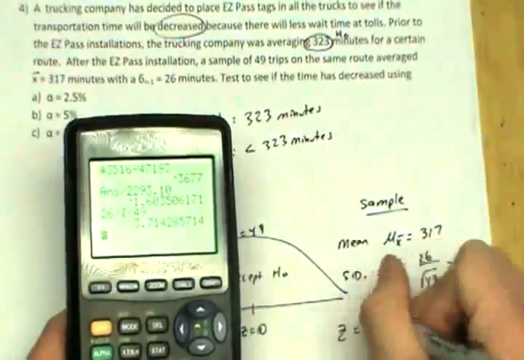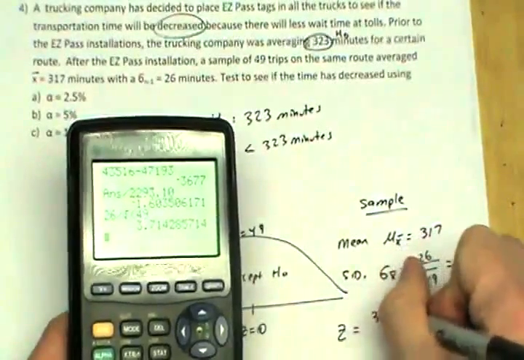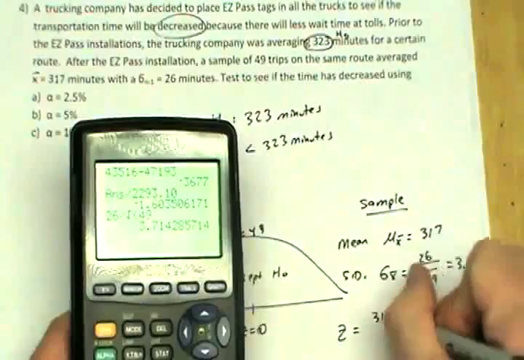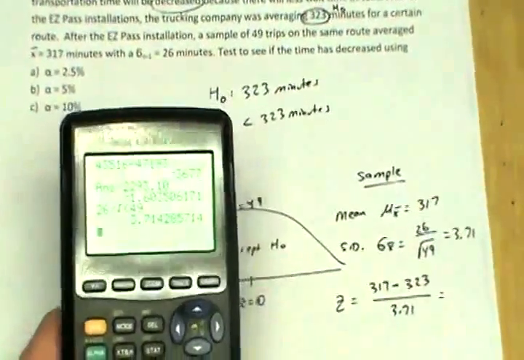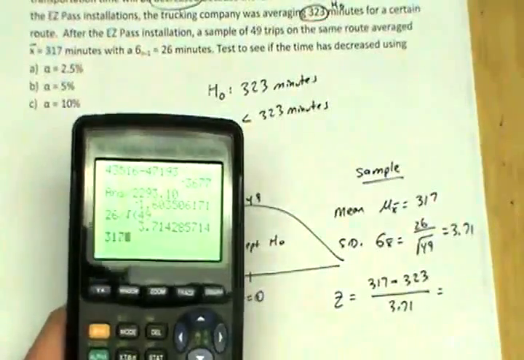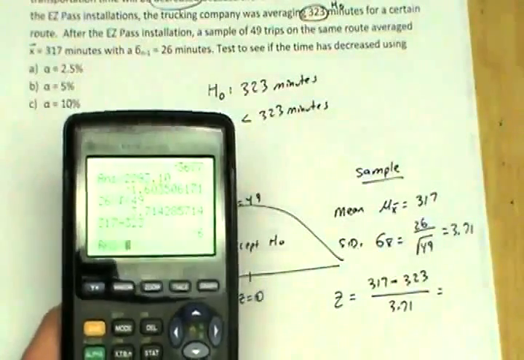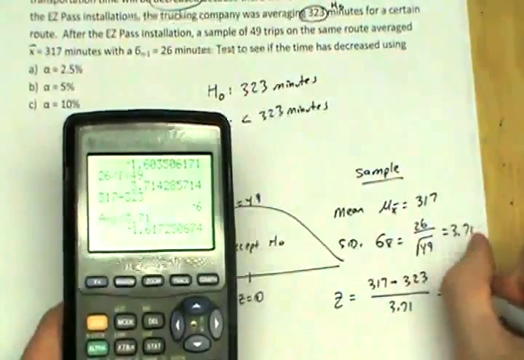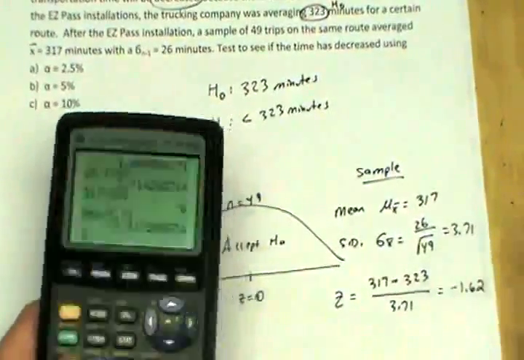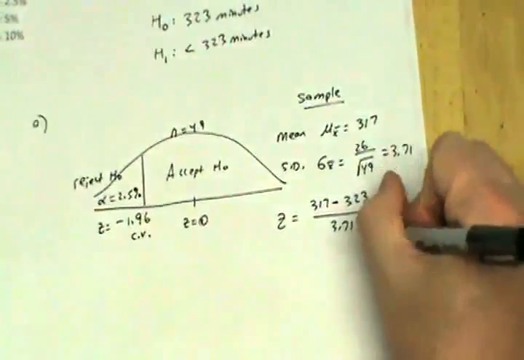And then we have to find ourselves a z-score. Data 317 minus the mean, they told us was 323, and we're going to divide that by 3.71. 317 minus 323 divided by 3.71 is negative 1.62. Okay. That is called our test statistic.